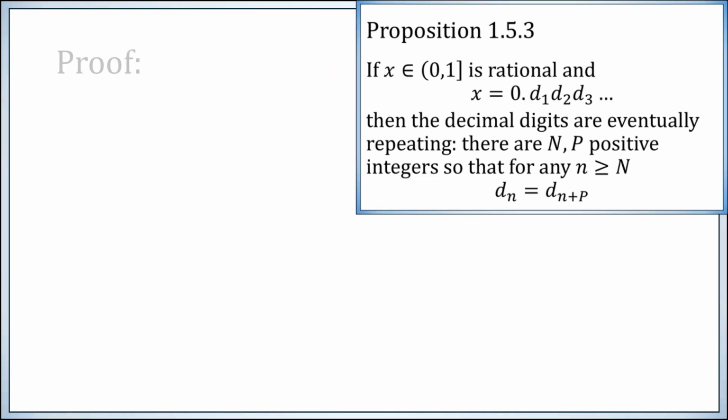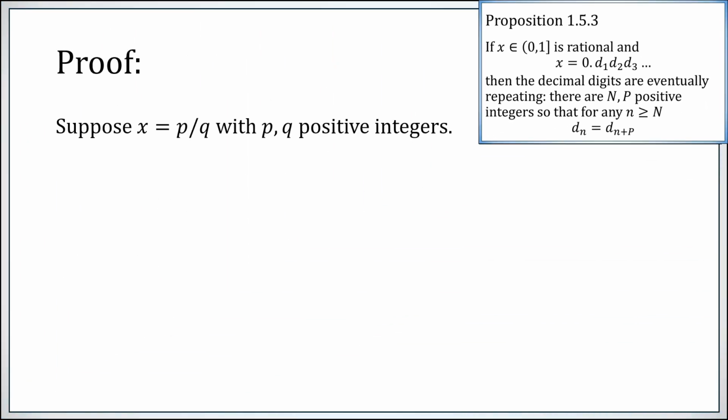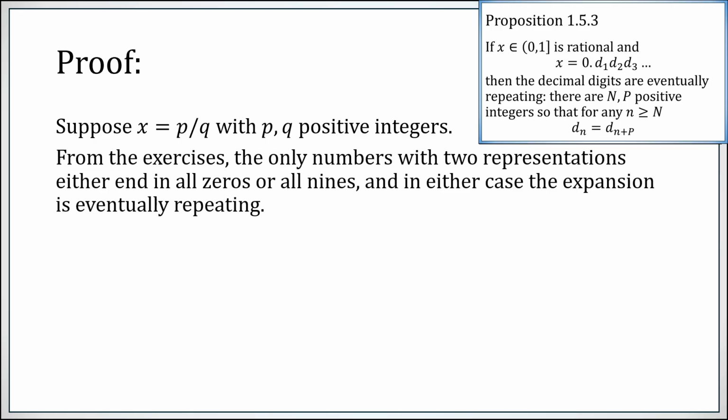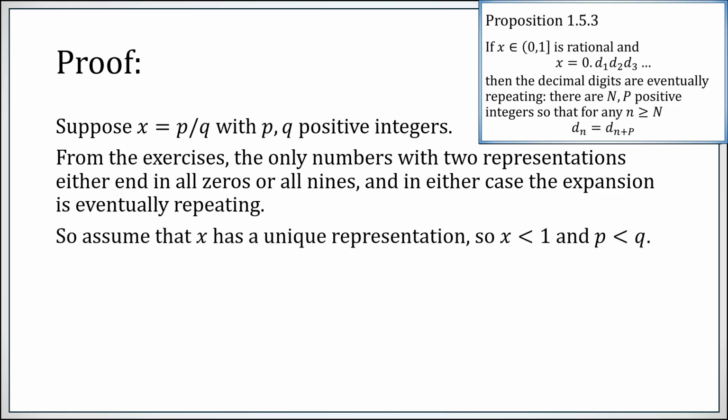Okay, let's prove it. Suppose you have a rational number, x is p over q, both positive integers. Note, x is from the interval from 0 to 1. It's not negative. I am totally fine assuming p and q are both positive. As previously mentioned, the only numbers that have two decimal expansions, those two decimal expansions will either end in all zeros or all nines. In either case, the expansion is eventually repeating, and we're trying to show that rational numbers have eventually repeating decimal expansions. So let's assume that we have a unique representation. If it didn't have a unique representation, we already know it's eventually repeating.